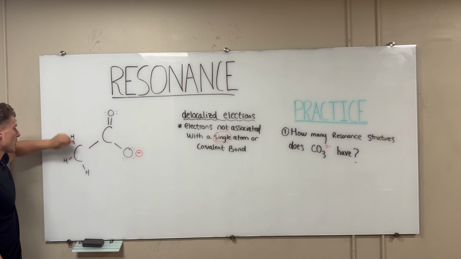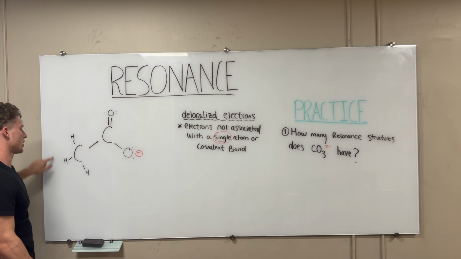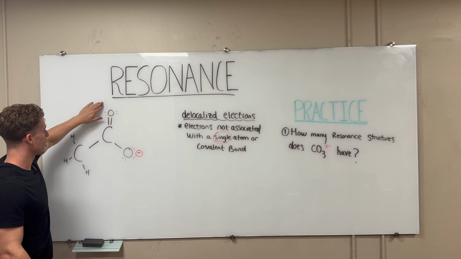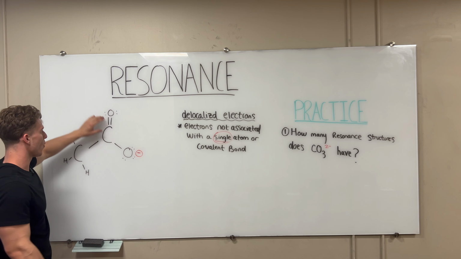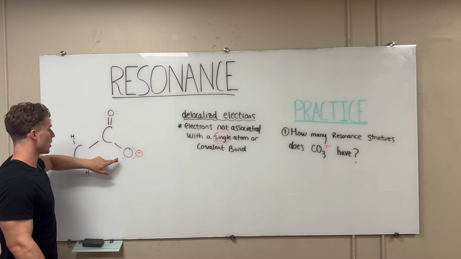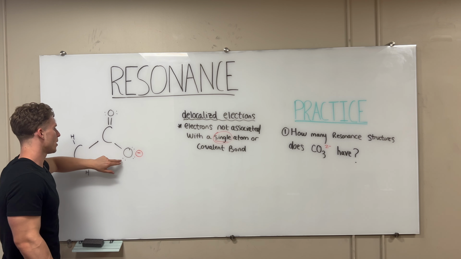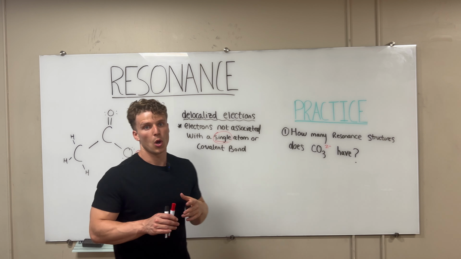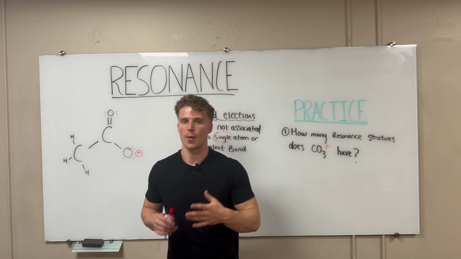bit better. So we have this carbon right here. It's bonded to 3 hydrogens. It's also bonded to this carbon in the center here. And we could take a look at these oxygens and see that one of them has a double bond and 2 lone pairs, no charge, and one of them has a single bond, 3 lone pairs, and a negative formal charge. So when are we going to see resonance come into play?